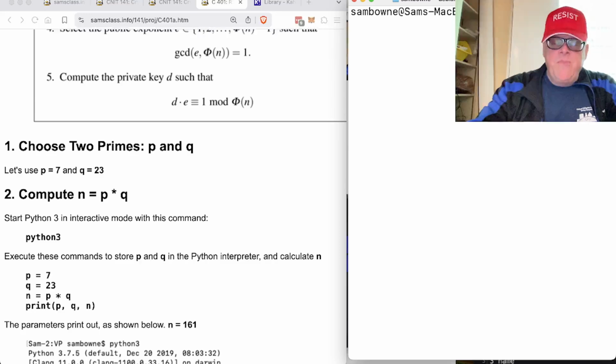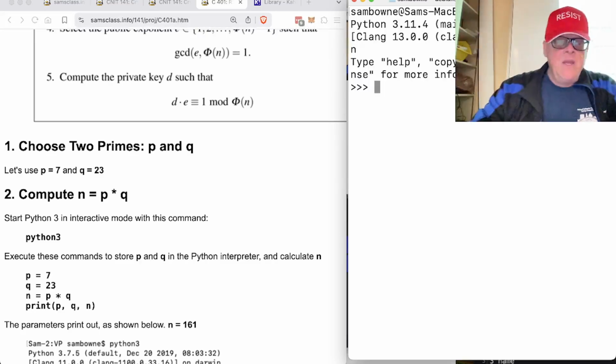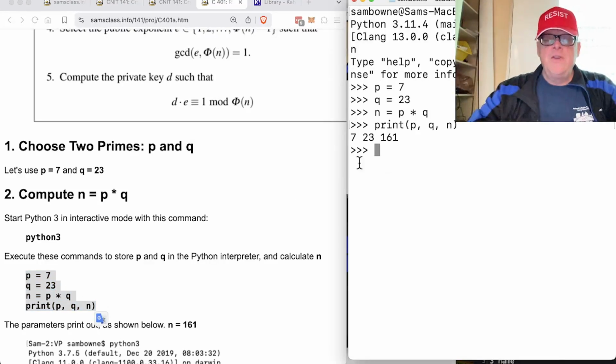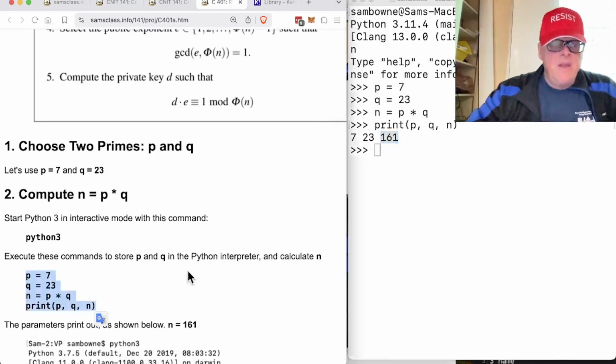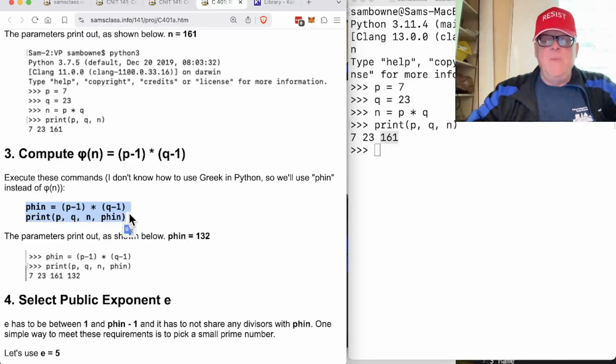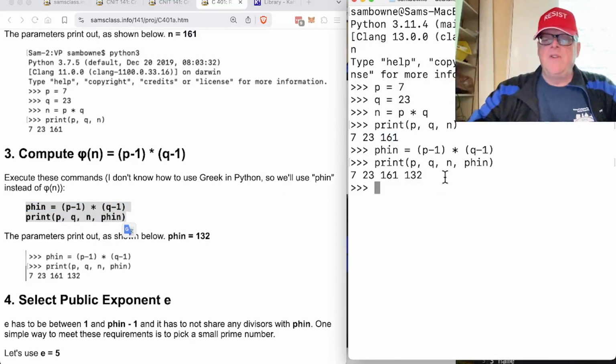We run Python. I'm just going to do it in interactive mode. So I set P is 7, Q is 23, N is P times Q, and then print them out. So here's P, Q, and N. So N is 161. All right. Now I compute phi, which is just P minus 1 times Q minus 1. So that's 132. That's phi.